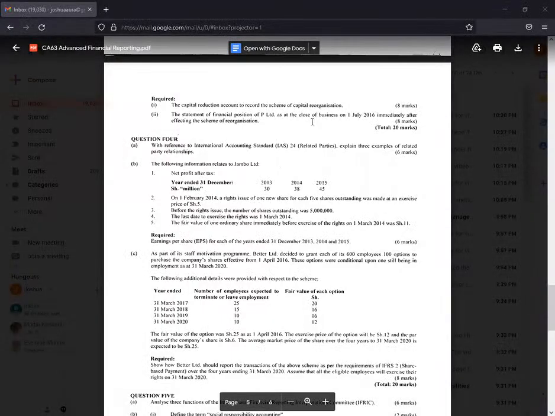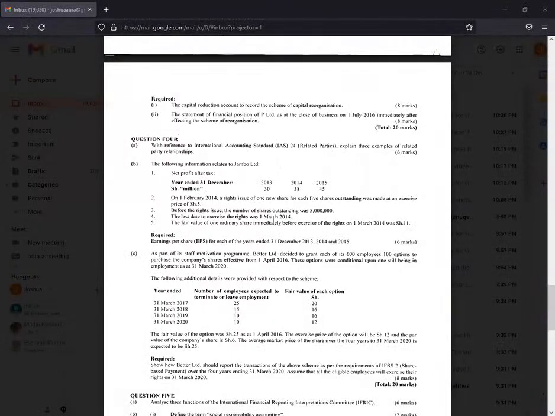Ladies and gentlemen, let me project my question here. Here we are. If you look at this, we have the reportable net profit after tax: 2013 is 30, 2014 is 38, and 2015 is 45. Now, does this question make any mention of profit attributable to non-controlling interest? Do we have non-controlling interest really here?